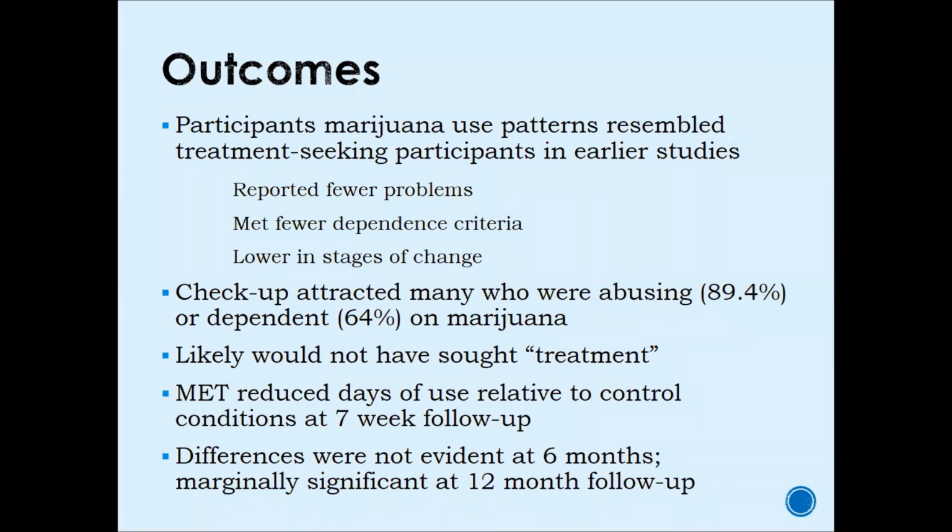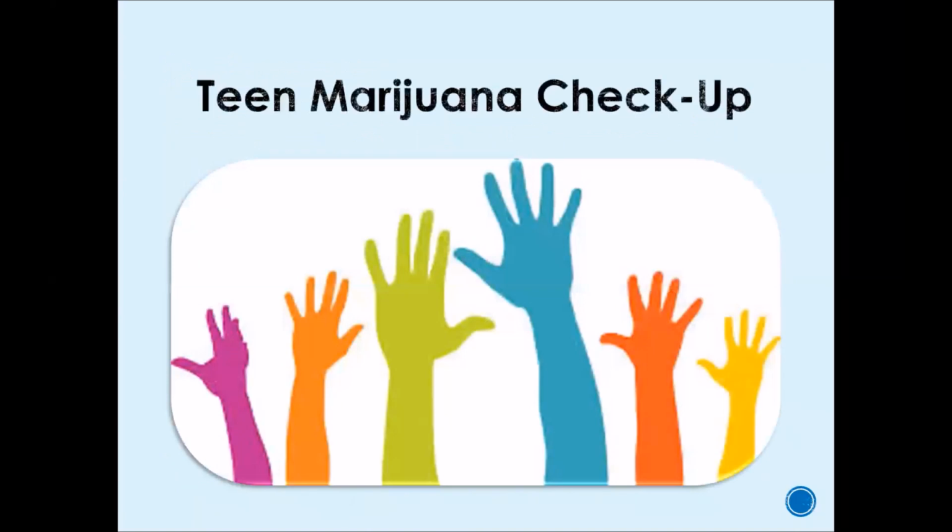And what they found was a one-session MET intervention reduced the days of marijuana use relative to the control conditions at early follow-up, so at a 7-week follow-up. The differences weren't evident between conditions at the 6-month follow-up, but they were marginally significant at the 12-month follow-up. So there was hope that the intervention helped people change, especially in the short term, and there was evidence that there were some lasting effects a year out.